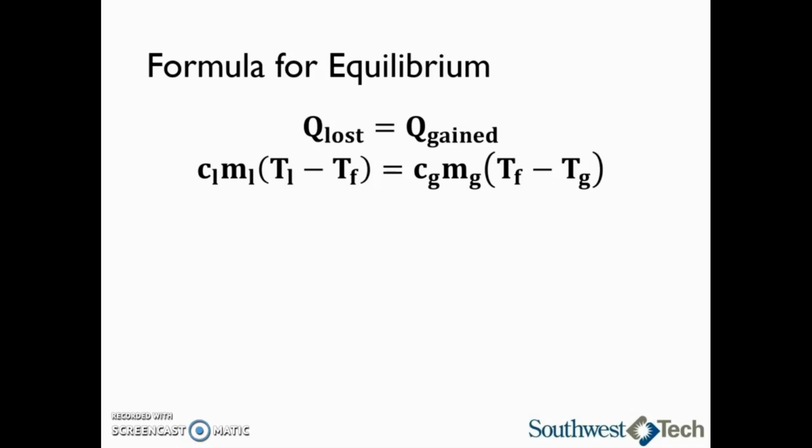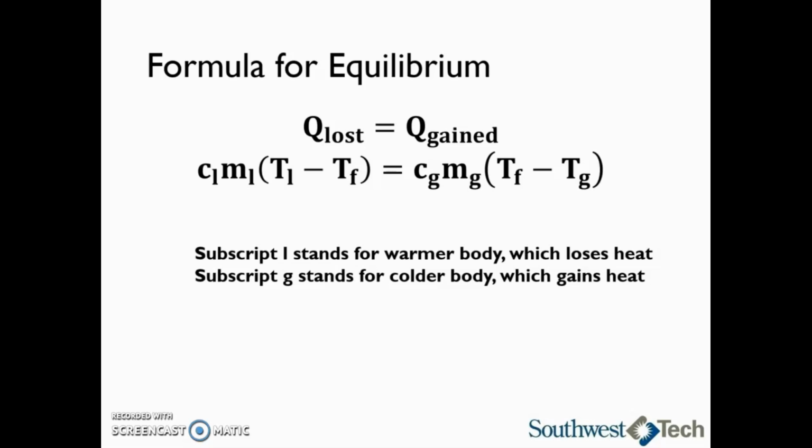The equation that we will actually be using then is that C sub L times M sub L times the quantity T sub L minus T sub F equals C sub G times M sub G times the quantity T sub F minus T sub G, where the subscript L stands for the warmer substance, which loses heat, and the subscript G stands for the colder substance, which gains heat. The subscript F stands for the final temperature of the mixture. When we are solving problems using this equation, it may be easiest to directly substitute right into the equation, especially if we are trying to find the final temperature.